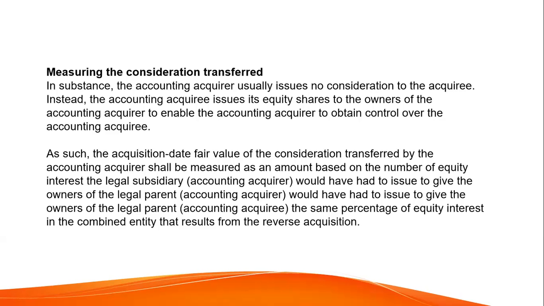Okay, so will you try to correct? There's a double line here. Based on the number of equity interest, the legal subsidiary or the accounting acquirer would have had to issue to give the owners of the legal parent or the accounting acquirer. So there's one line to be deleted.